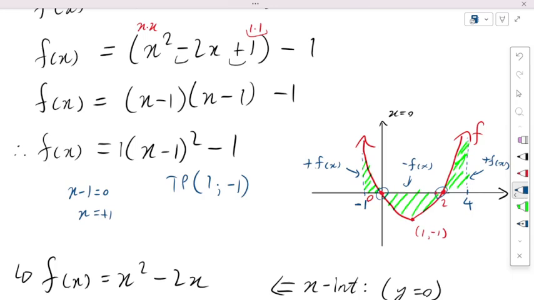So it's going to be positive from negative 1 until 0. Then it's going to be negative from 0 until 2. And then it's going to be positive from 2 until 4. So let's do that.